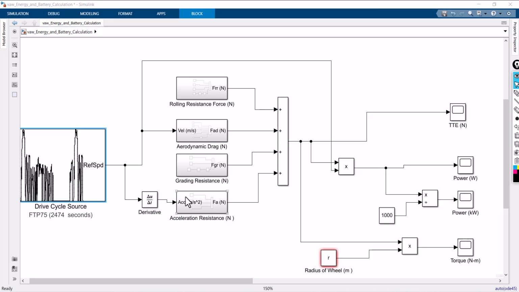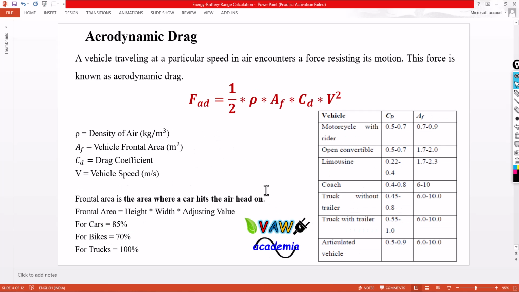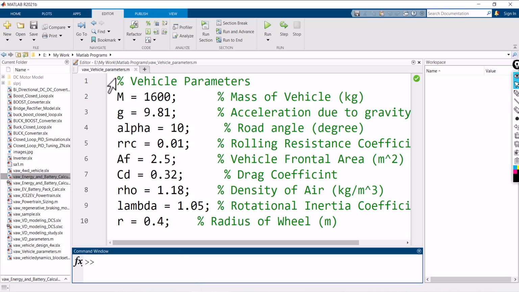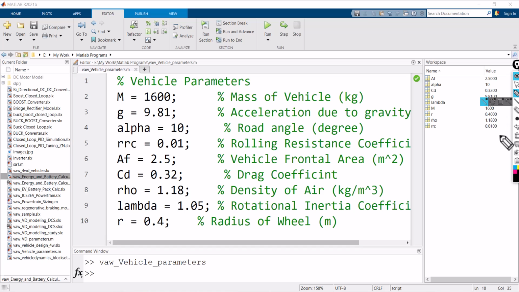Before that, make sure of the vehicle parameters, which I already mentioned; you can refer to the PPT. These are the specifications used in the simulation for the vehicle: mass of vehicle, rolling resistance, everything with respect to the equations is given here. Go to MATLAB, create an M file, load all the variables with their values, and execute the file. Make sure the values are available in the workspace.